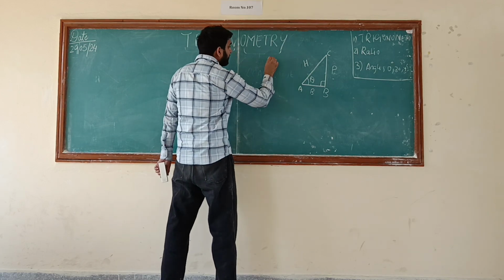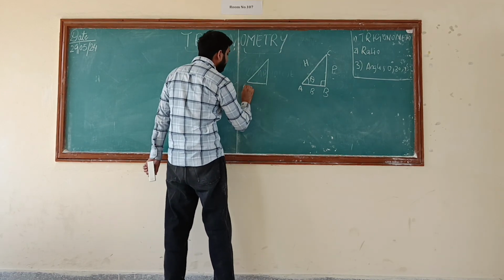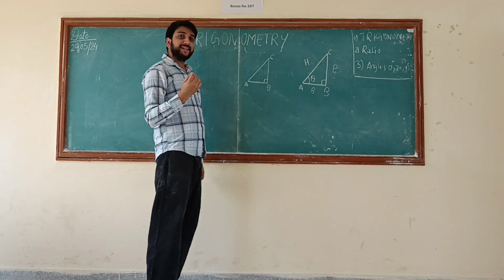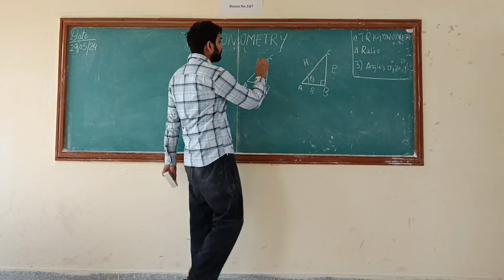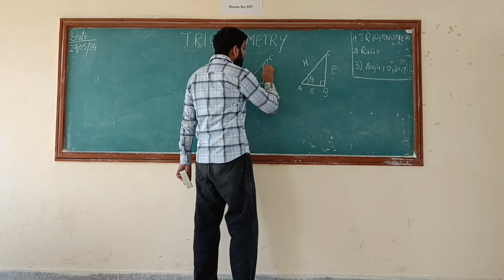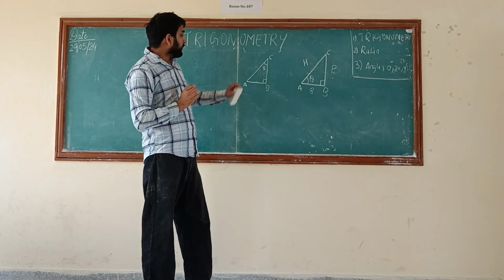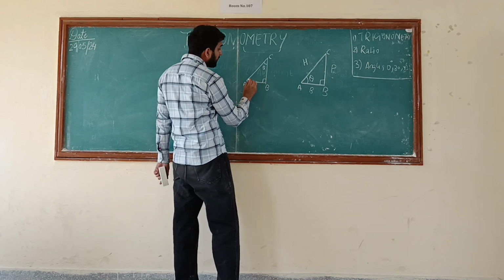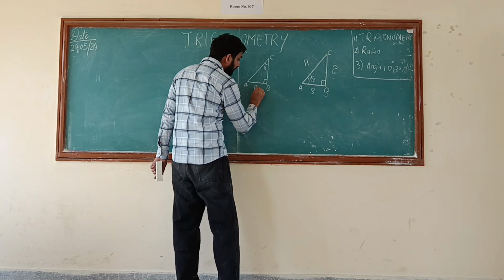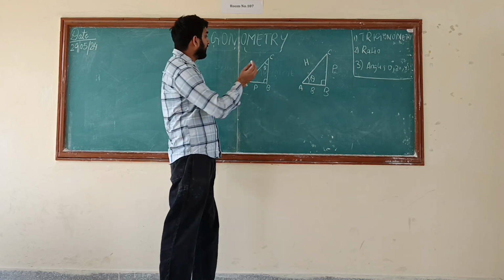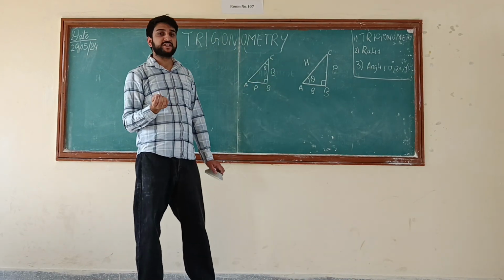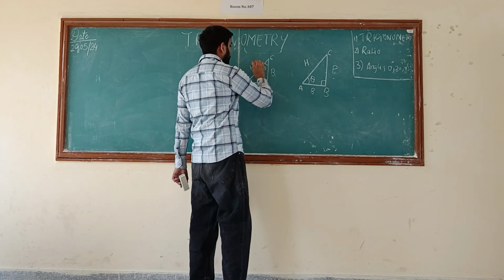Let me draw another triangle named ABC, right angle at B. Now I consider theta at point C. Now you know the side opposite to angle theta is called perpendicular. So here AB is our perpendicular and the side adjacent to angle theta is the base. And AC is our fixed side, which is hypotenuse.